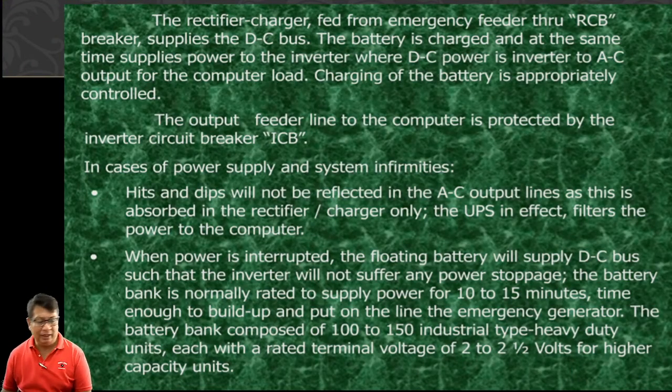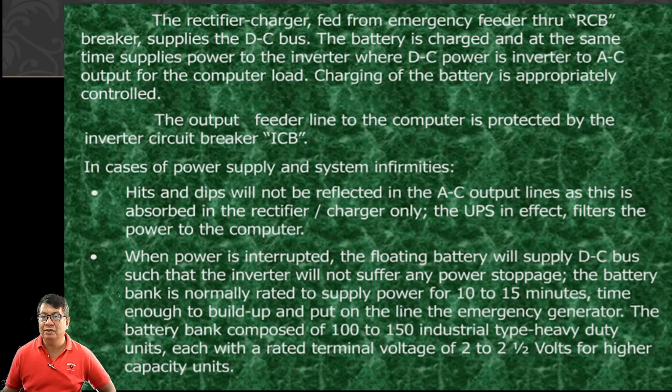Let us continue with the rectifier charger. What is this rectifier charger? It feeds from the emergency feeder through the RCB breaker and supplies the DC bus. The battery is charged and at the same time supplies power to the inverter, where DC power is inverted to AC, the output for the computer load. Charging of the battery is appropriately controlled. The output feeder line to the computer is protected by the inverter circuit breaker, or ICB.